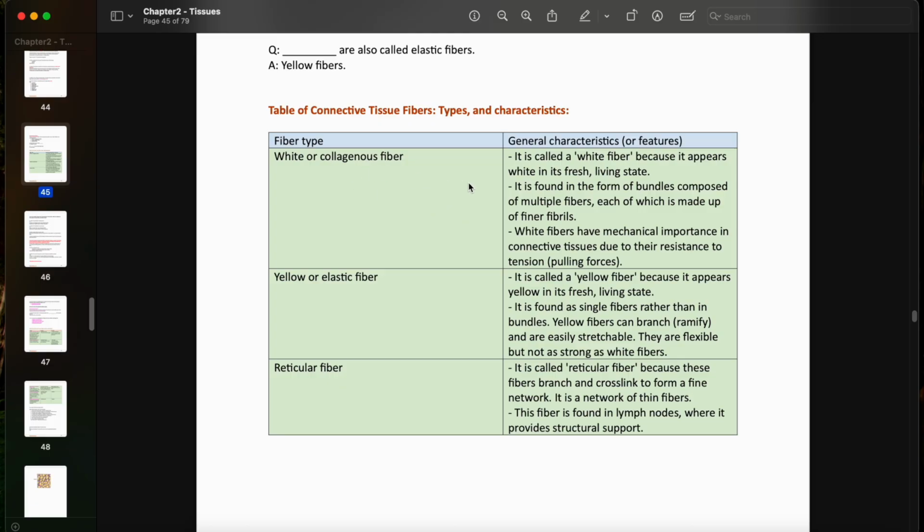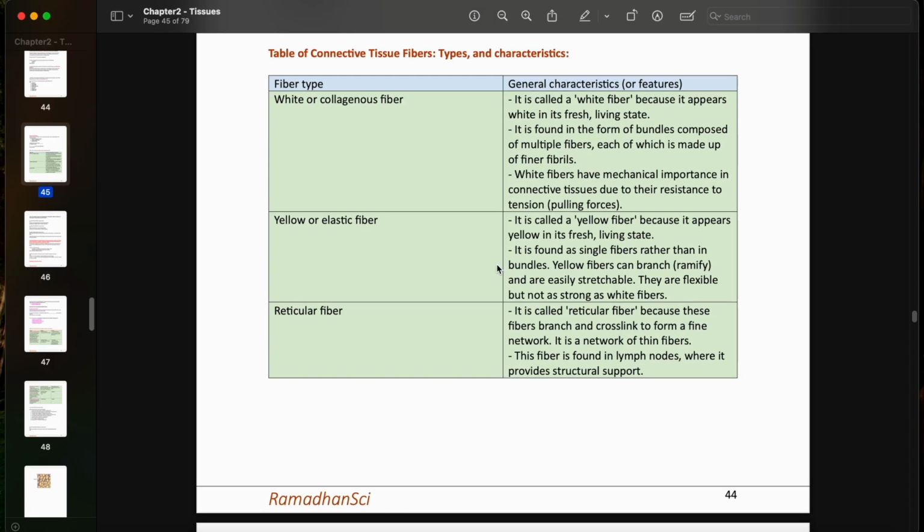So if we have the collagenous fiber or the white fiber, it is called white because it appears white. Okay, you can literally have a justification question telling you, okay, why do we call it white? And you just say because it's white. Okay, it's not that crazy. So it's called white fiber because it's white when it is fresh, in its fresh and living state. The same question you can have for the yellow fiber: justify why the yellow fiber is called yellow fiber, because it appears yellow in its fresh living state.